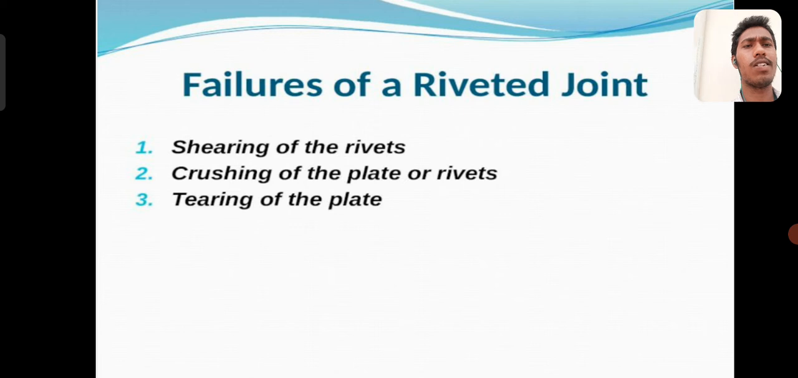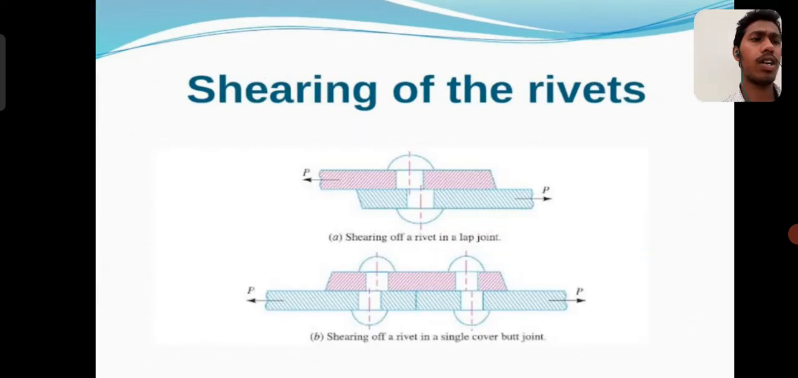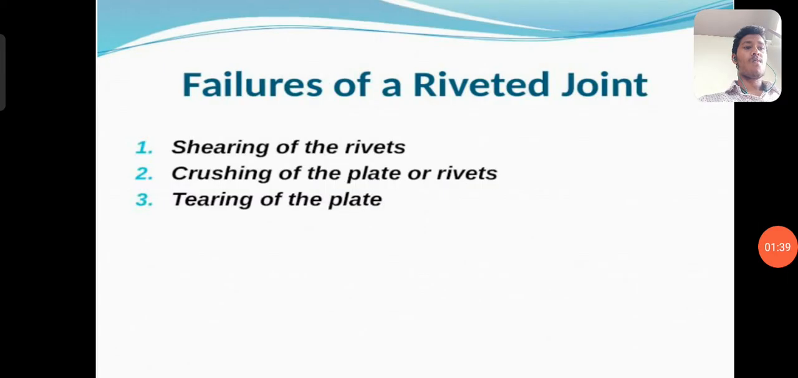And the failures of a rivet joint are shearing of the rivet, crushing of a plate or a rivet, and tearing of a plate. This is known as the failure of a rivet joint. And the shear failure. This is a failure of a rivet joint.